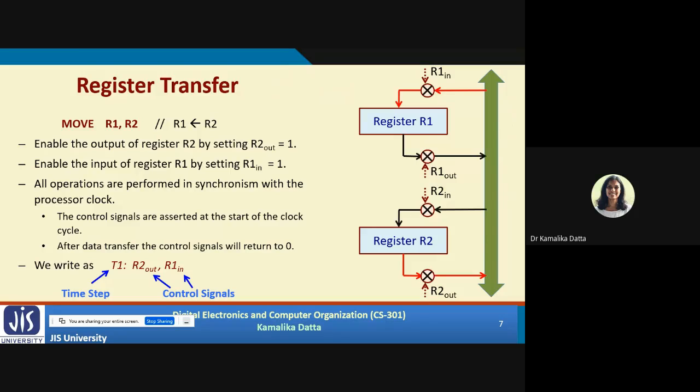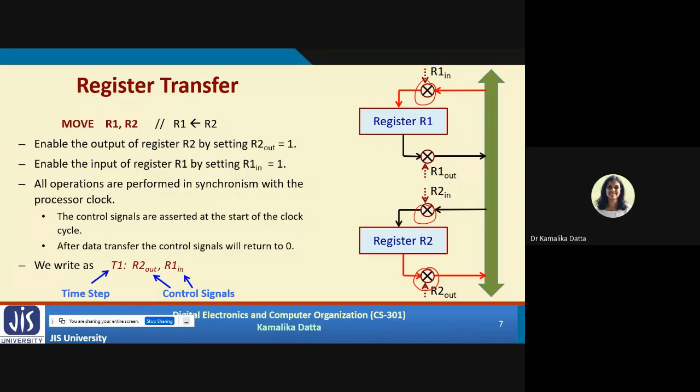Now I'll show you with two examples where two registers are connected. One register is R1, another register is R2. And each of the registers has two control signals. What are the two control signals? R1 in and R1 out. So R1 in will move the data from the bus to R1, and R1 out will make the data from the register available on the bus. Similarly, for R2, from the bus, if you want data to come in, it will be the R2 in signal. And if you want the data from R2 to be available on the bus, R2 out should be there.